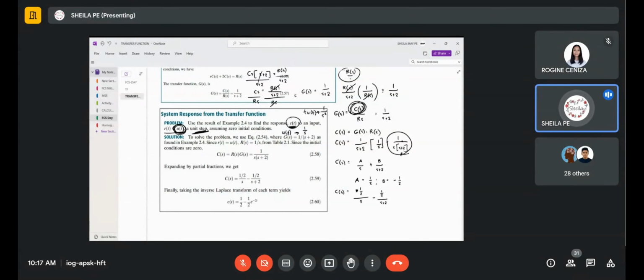So the inverse Laplace of 1/2 over s is just 1/2, minus the inverse Laplace of 1/2 over s plus 2, which is just 1/2 e raised to the power of negative 2t. That is its inverse Laplace. And that's the system response for our c(t) with respect to our unit step. That's our c(t).